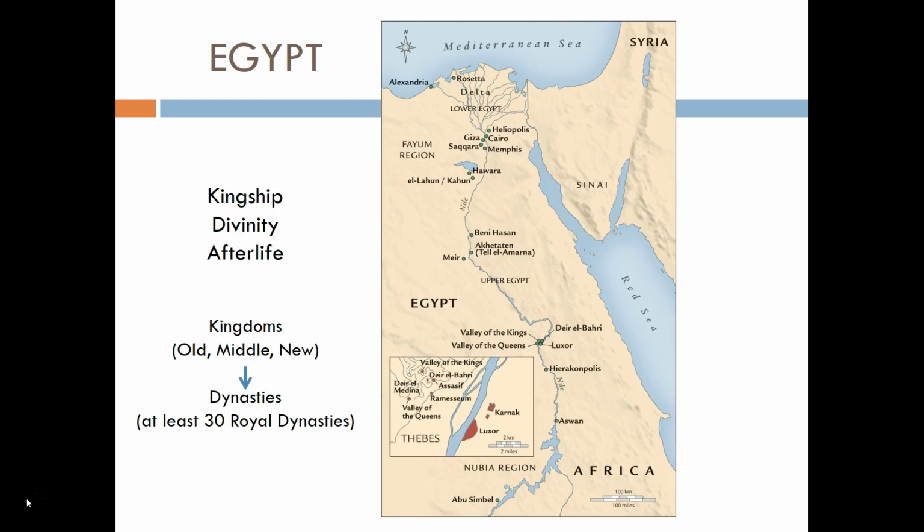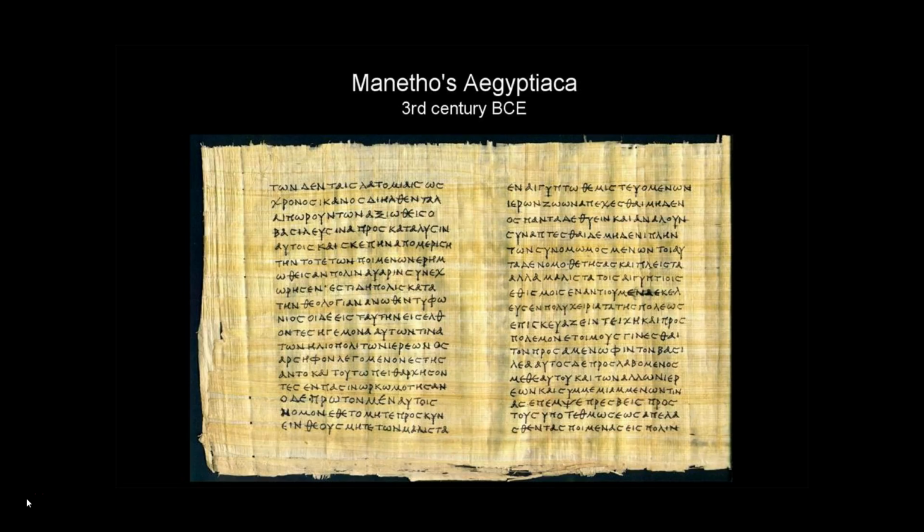Now we know about the Egyptian kingdoms. We talk about the chronology in terms of Old Kingdom, Middle Kingdom, and New Kingdom. And this is based, though, on an understanding of the Egyptian dynasties, at least 30 dynasties, that we know about simply because of the writings of one historian, a man, a scribe, who was living in Egypt under Greek rule, and so he wrote in Greek. His name was Manetho, and he wrote something called the Egyptiaca.